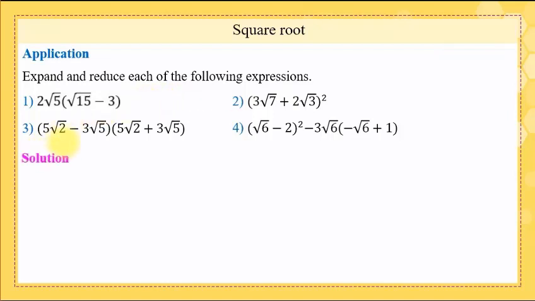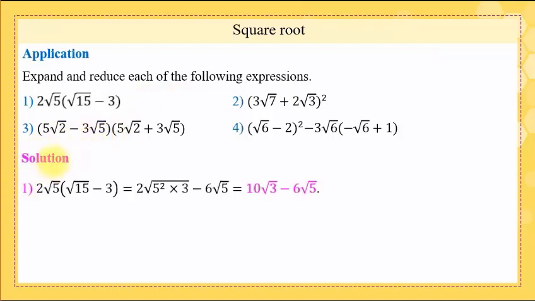Okay, the solution. Part 1. Here we expand manually. 2 radical 5 times radical 15, and then 2 radical 5 times minus 3. Then we have 2 radical 5 power 2 times 3, because 15 is 5 times 3. And when we multiply 5 by 15, we get 5 power 2 times 3.